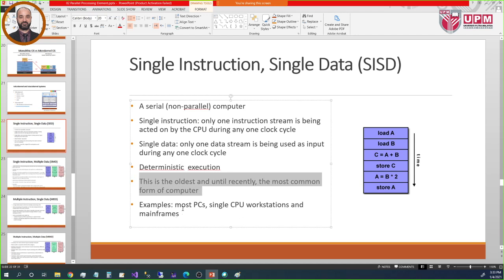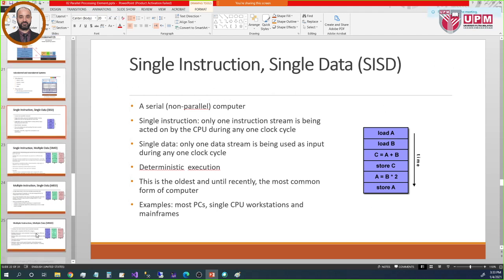This is the most common form of single processor computers. Examples are most PCs, especially the low capacity PCs like Celeron and some types of Pentium. But if you talk about multi-core processor machines, then that's not SISD. Okay, also some single CPU workstations and mainframes. So the process is fully sequential, not parallel.